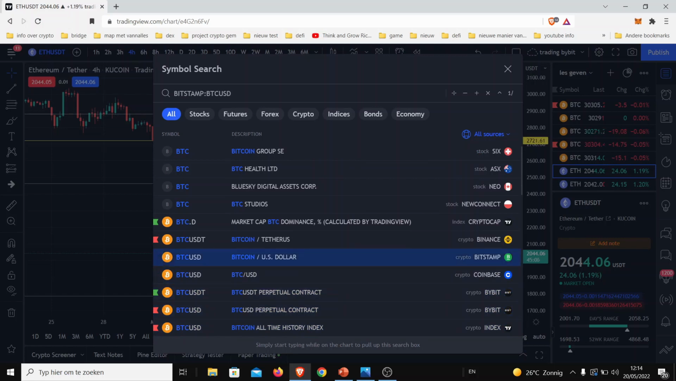So if you want to learn to trade against Binance and you want to do it with USDT, please use the one that has the price action on Binance.